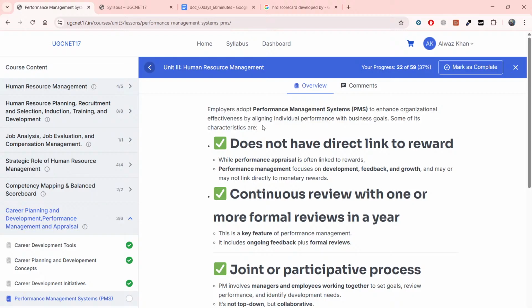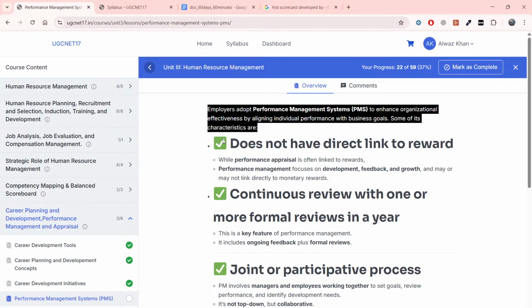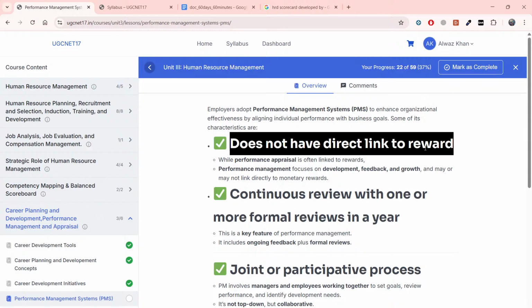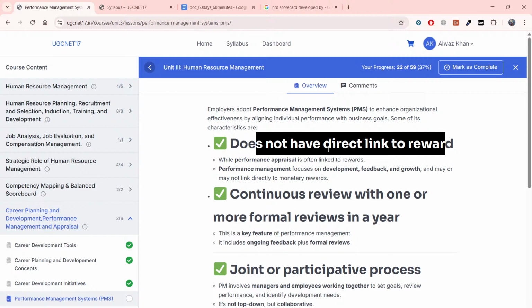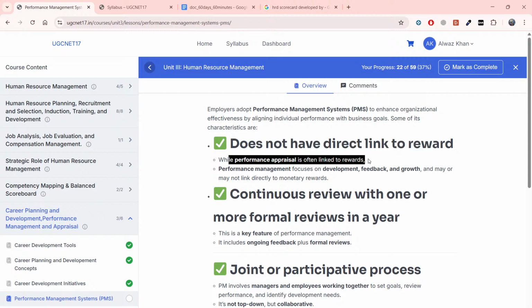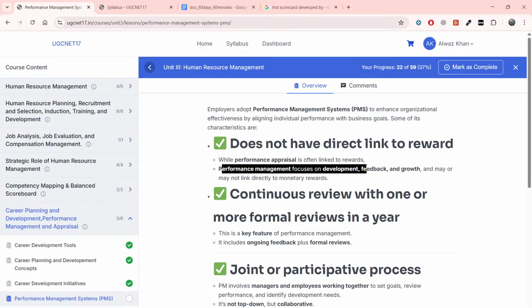Some of its characteristics are: does not have direct link to reward. While performance appraisal is often linked to rewards, performance management system does not have a direct link to reward. Performance management often focuses on development, feedback, and growth.